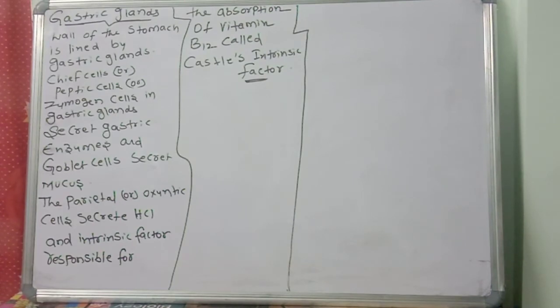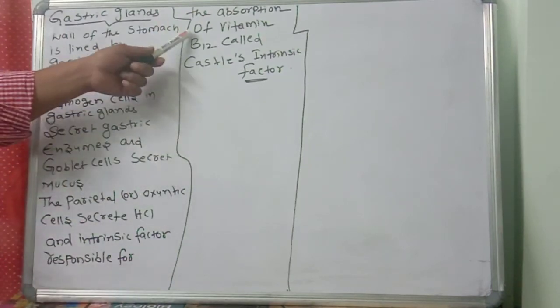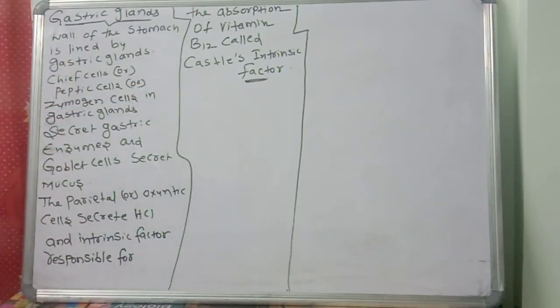The wall of the stomach is lined by gastric glands, and those gastric glands are important. The chief cells, peptic cells or zymogen cells in gastric glands secrete the gastric juice enzymes, and goblet cells secrete mucus. The parietal or oxyntic cell secretes HCl and intrinsic factor, which is responsible for the absorption of vitamin B12, called Castle's intrinsic factor.